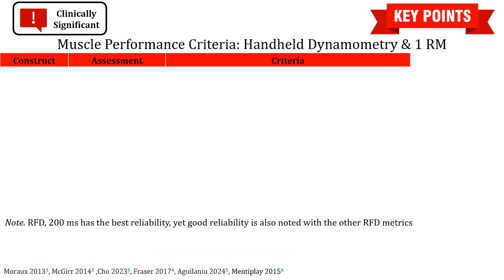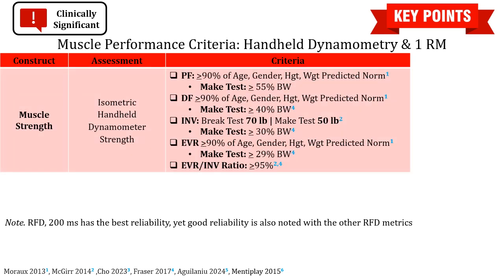Okay, so for the summary of the handheld dynamometry in 1RM, you're looking at the isometric handheld dynamometry strength assessment in this first row, regardless of the ankle motion that you're going to be testing: plantar flexion, dorsiflexion, inversion, eversion, and then a ratio. So you want to hit close to 90% of their age, gender, height, and weight predicted norms.